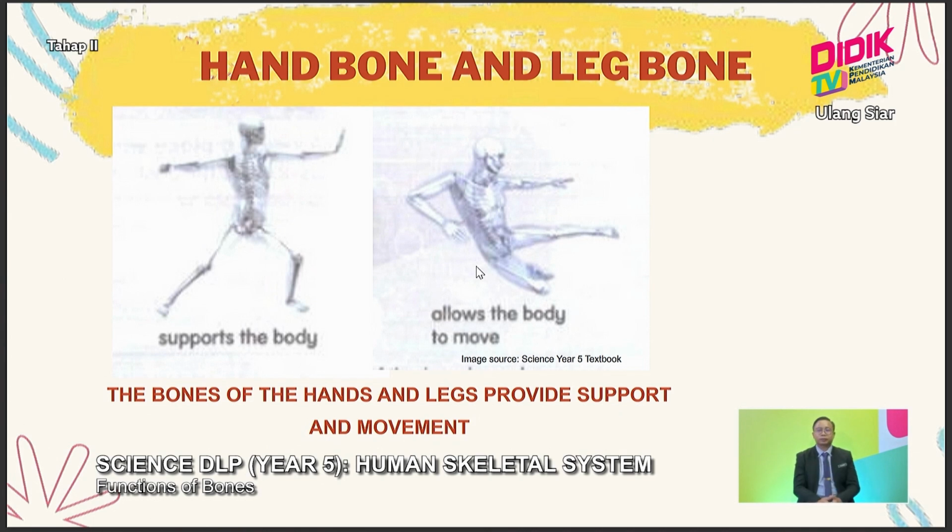So these are the main things we should know about the bones. Hand bones and leg bones are two, but they have the same function. So that covers the hand bones, leg bones, ribs, and skull.